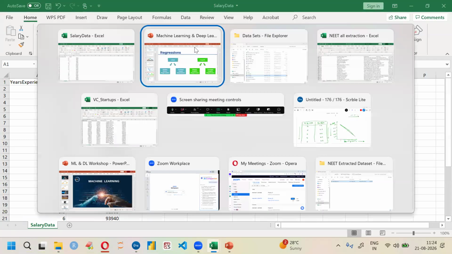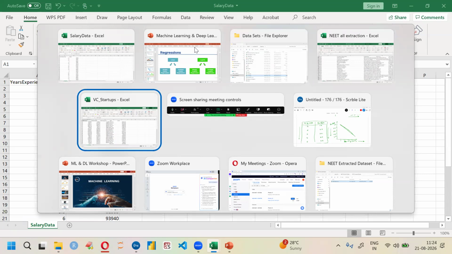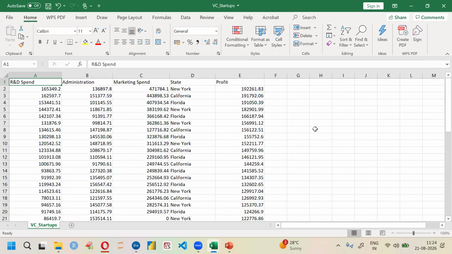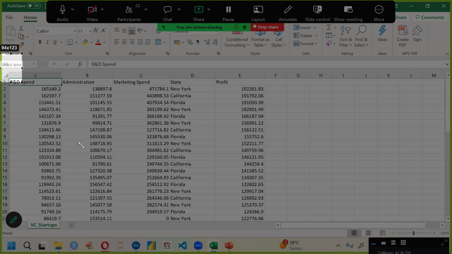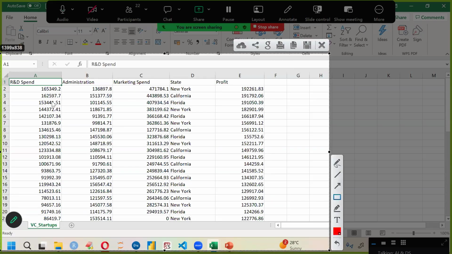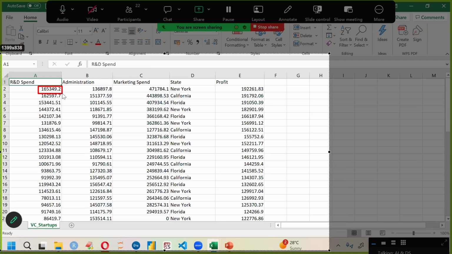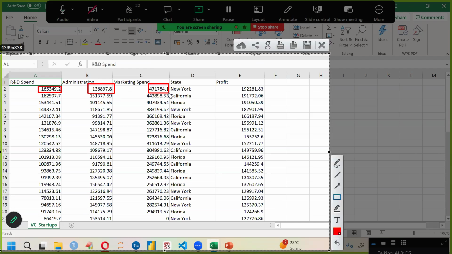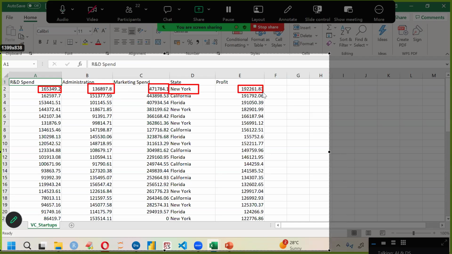Okay. Next, if you open another data set, for example, we have VC startups here. In this data set, I have the information, for example, of a company in the US. It is spending this much amount on R&D, this much on administration, and this much amount on marketing, and the company is located in New York City, and it is getting a profit of this much. Okay, so I have data like this. I have almost 50 companies of data with their R&D, administration, marketing spend, the state where it is located, and the profit the company is making. That information is over here.